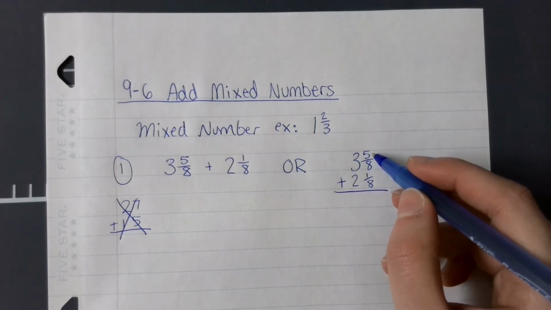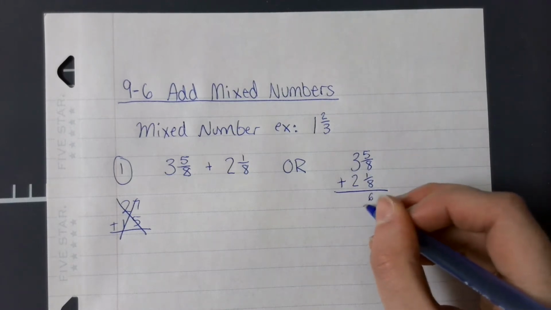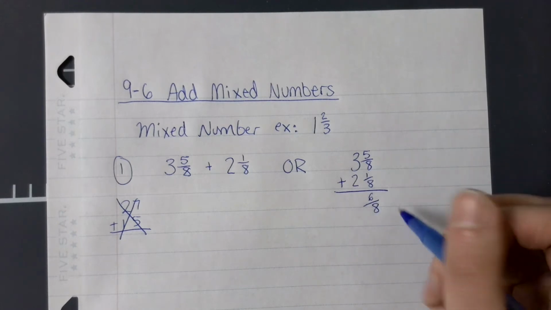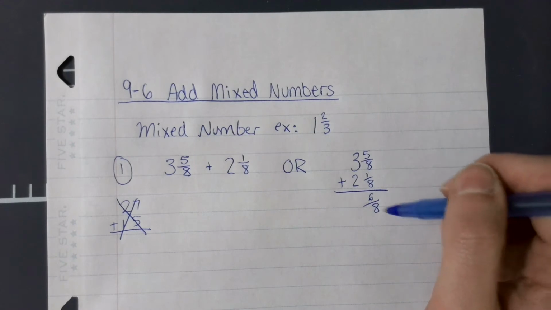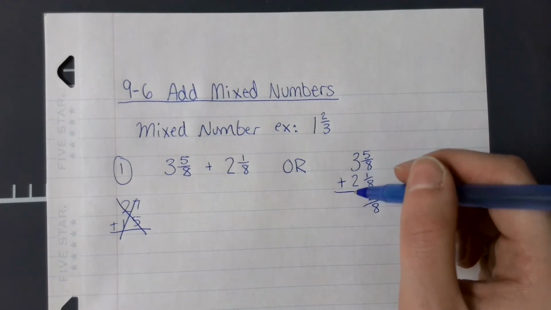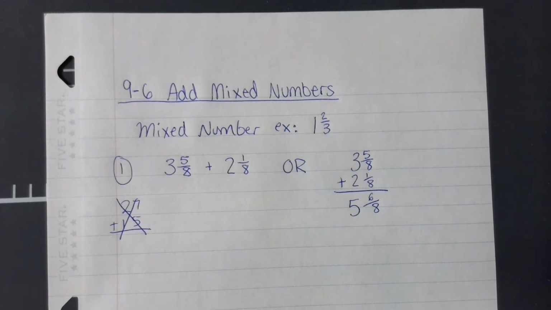So I'm going to add fractions just like I learned yesterday. So add the numerators. 5 plus 1 is 6. Keep the denominator of 8. So 6 is less than 8, so I didn't have any excess, so I can stop there, and now I can add my whole numbers. 3 plus 2 is 5. So my answer is 5 6/8.